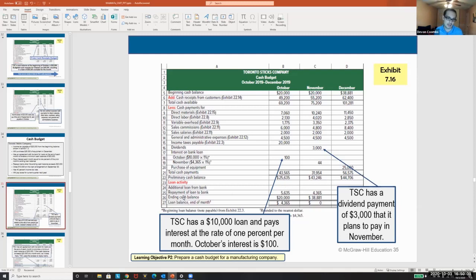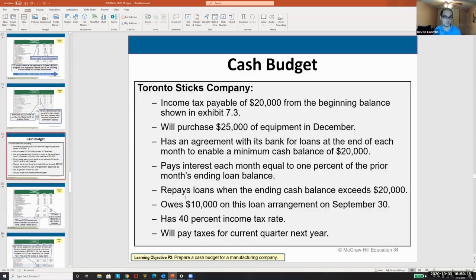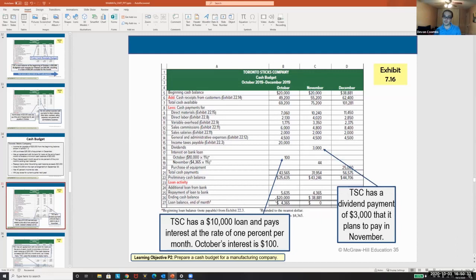And then we're going to repay a portion of the loan to the bank to get our ending cash balance of $20,000. How do we determine that? We say that we have an agreement that requires us to maintain a minimum cash balance of $20,000, and we'll repay the loan when the ending balance exceeds $20,000. So all we're saying here is whenever we have more than $20,000, we're going to use that extra money to pay back our loan so we don't have to pay so much interest. So 1% interest every month, that's 12% a year. That's pretty high. And so we paid down our loan by this remaining amount. Sometimes they'll say in the questions you have to do it in thousands. And so we have a remaining loan balance of $4,365.